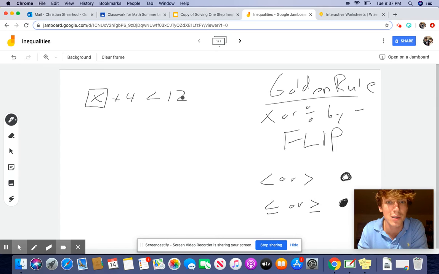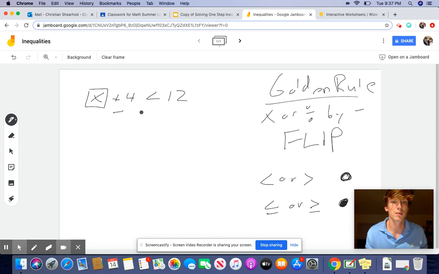This number over here is actually minding its own business. We need to move the things around the x. So whatever's bothering the x, we move it to the other side. Don't be moving the other number, okay? This number's chilling. It's doing its own thing. So we need to move this 4. We move this 4 by doing the inverse operation. What's the opposite of plus 4?